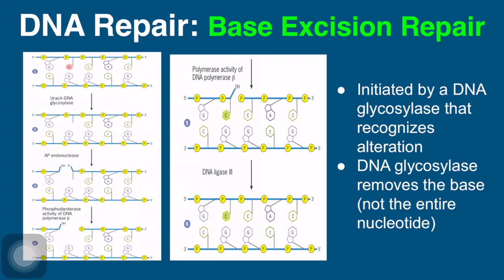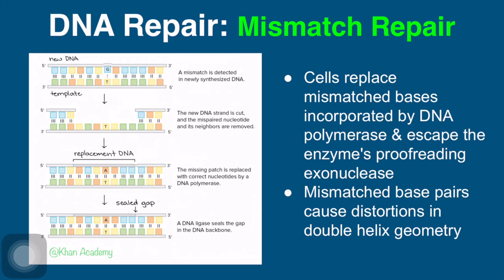In base excision repair, only the damaged base is removed. It is initiated by DNA glycosylase that recognizes the alteration. DNA glycosylase removes only the base and not the entire nucleotide. Although many errors are corrected by polymerase proofreading, mistakes in DNA replication can still happen. Thus, any remaining mispaired bases are replaced by mismatch repair.